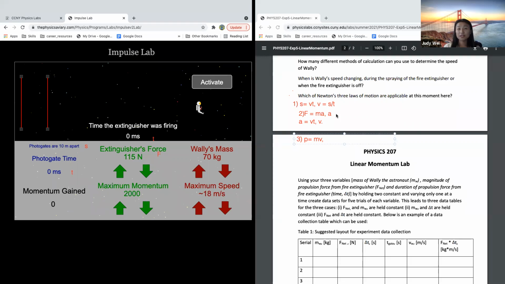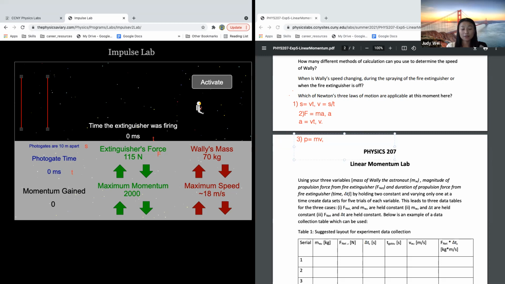Then the fire extinguisher, then the astronaut will gain acceleration and speed, right? So that's what I want to see here. So in the chat, impulse is F times delta t. Yes, that's right. So let's see how we do that.